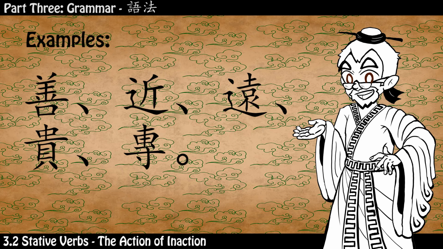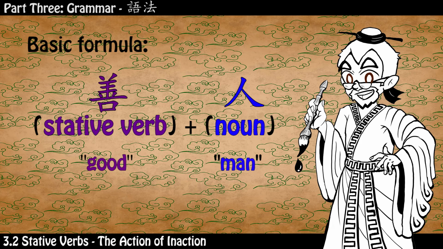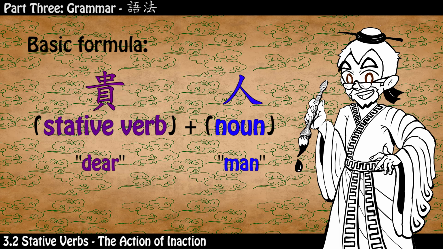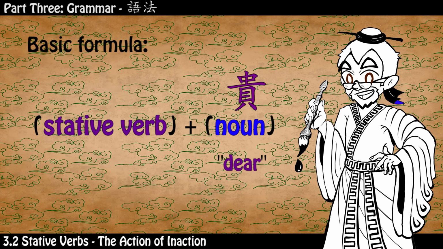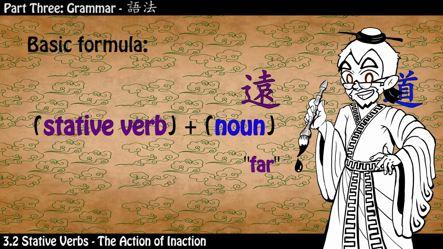So far, we've encountered 5 stative verbs. 善, good, 近, near, 远, far, 贵, dear, and 转, concentrated. If we place the stative verb before a noun, it acts more or less like an English adjective. So 善人 would be read as good people or a good person, 贵人, a person of high rank, that is a dear person, 远道, far road, would be a far away or distant road, etc.